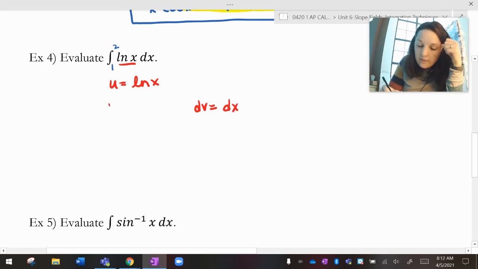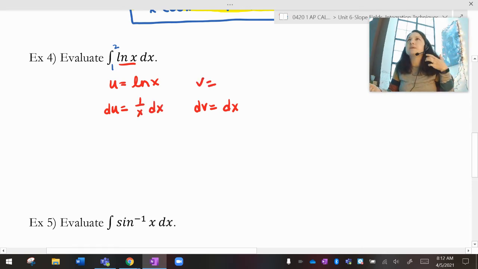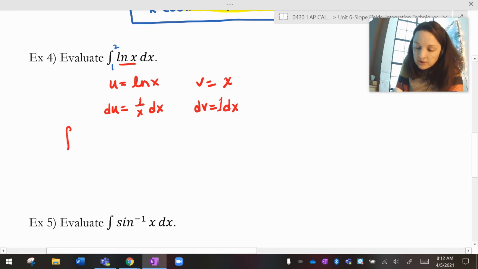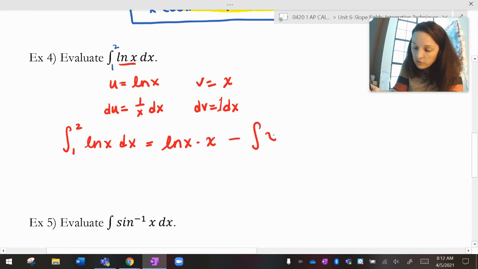Fine. Let's see, the derivative of ln x is 1 over x. And the antiderivative of dx, well, wait a minute. The antiderivative of dx is like thinking of the antiderivative of 1 dx. And the antiderivative there would be x. Okay, not a big deal. So what I have here is the integral from 1 to 2 of u dv equals u times v minus the integral of v du.